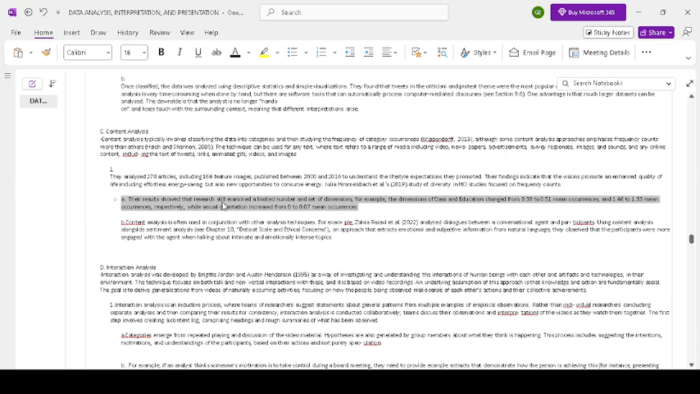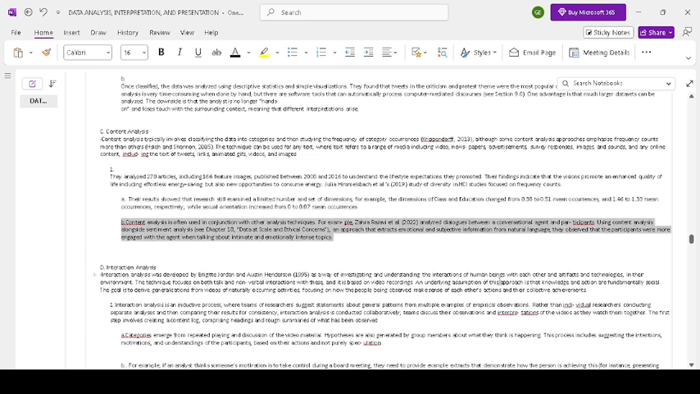So the results show that research is still examined in a limited number and set of dimensions. For example, the dimensions of class and education changed from 0.38 to 0.51 mean occurrences, and 1.46 to 1.33 mean occurrences respectively, while sexual orientation increased from 0 to 0.7 mean occurrences.